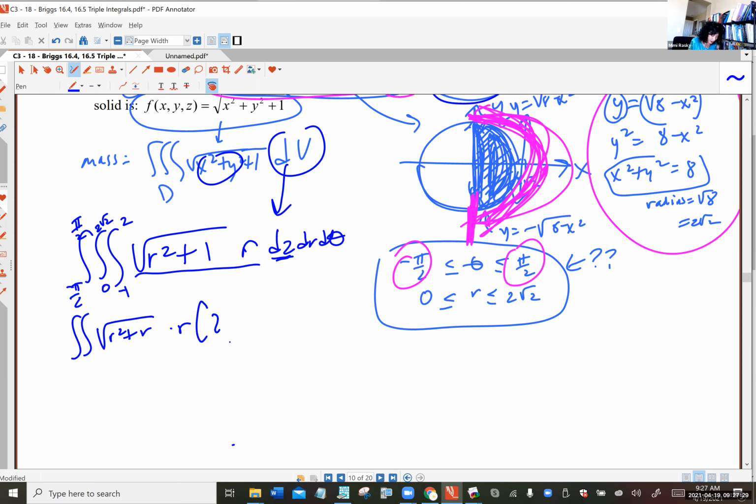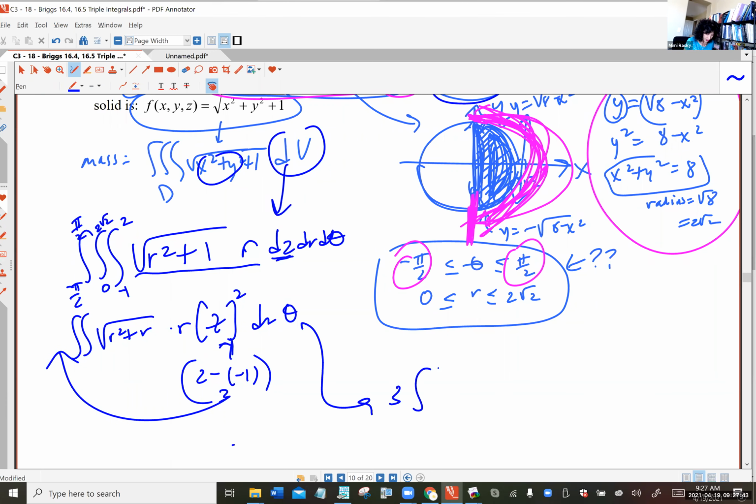And then the antiderivative with respect to z, and you're going to have z going between -1 and 2, which is pretty easy because that's just going to be 2 minus a minus 1. And 2 minus a minus 1 is just going to be a 3. So pull the 3 out in front and keep going. So now you're going to integrate, and it's supposed to be r squared plus 1.